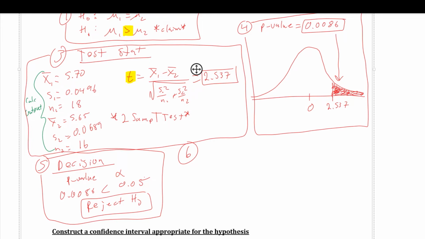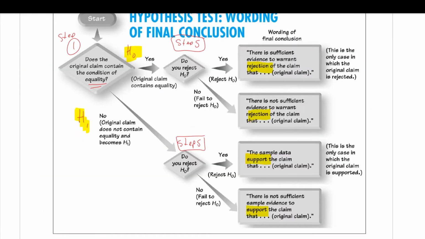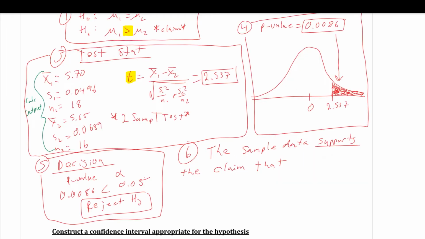So let's go to that flowchart. All right, so back at this flowchart here, our claim was the alternative hypothesis. So we're going to go this direction. Did we reject the null hypothesis? Yeah, we did. So the wording starts off in this way. The sample data support the claim that, and then you just restate the claim statement. And for our claim statement, it was that state quarters have a mean weight that is greater than traditional quarters.